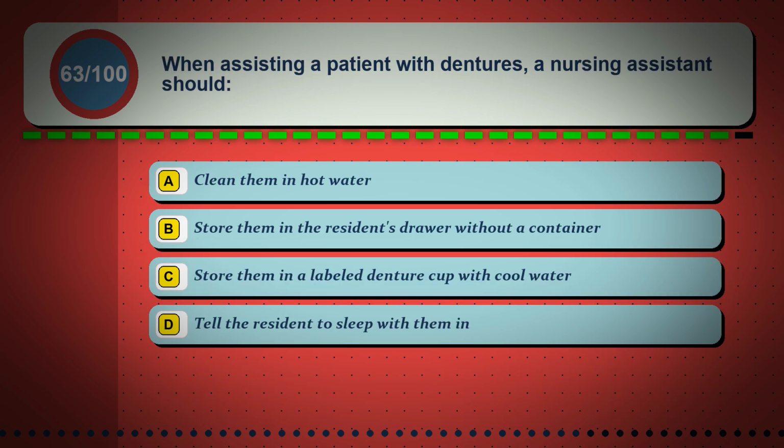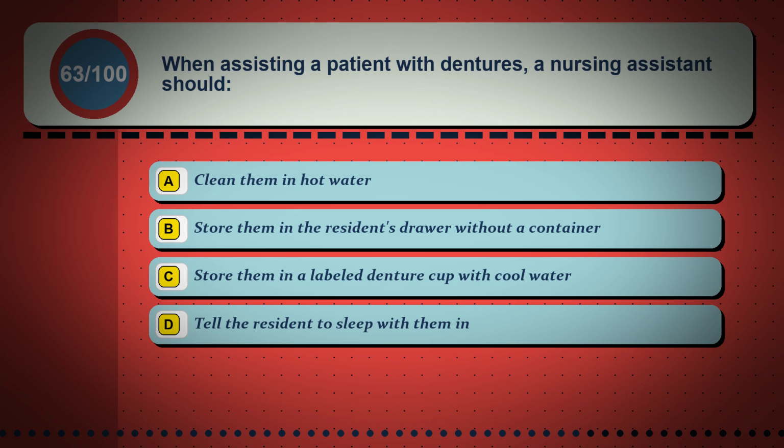Question 63. When assisting a patient with dentures, a nursing assistant should: Option A. Clean them in hot water. Option B. Store them in the resident's drawer without a container. Option C. Store them in a labeled denture cup with cool water. Option D. Tell the resident to sleep with them in.